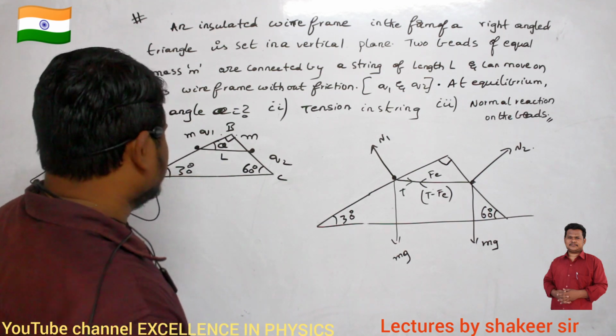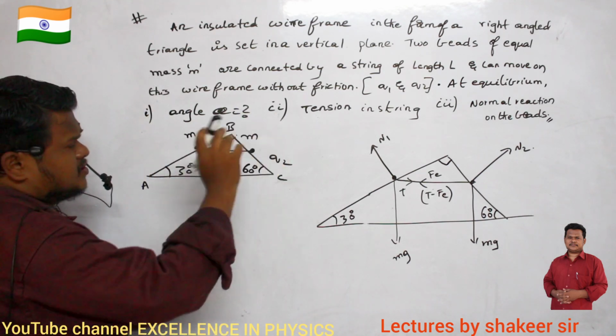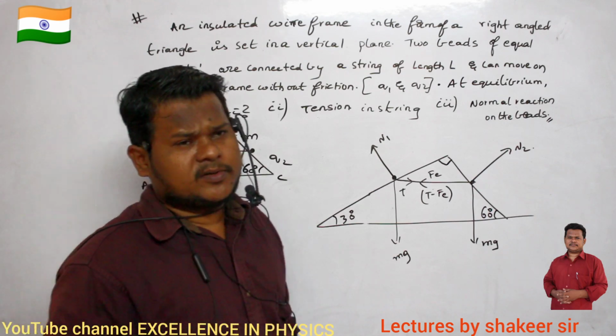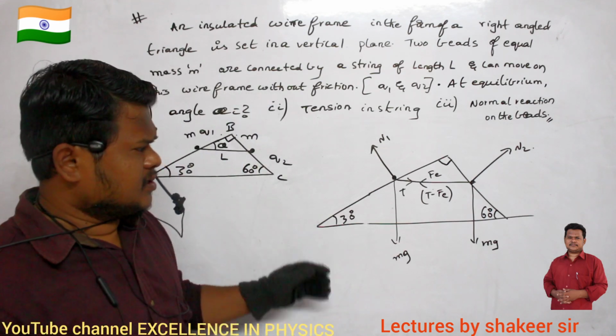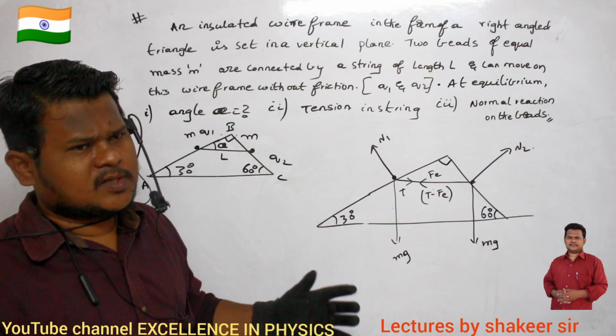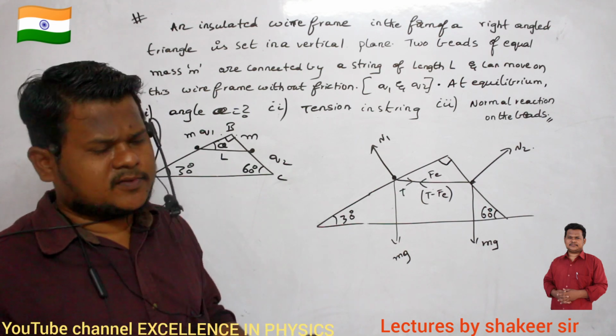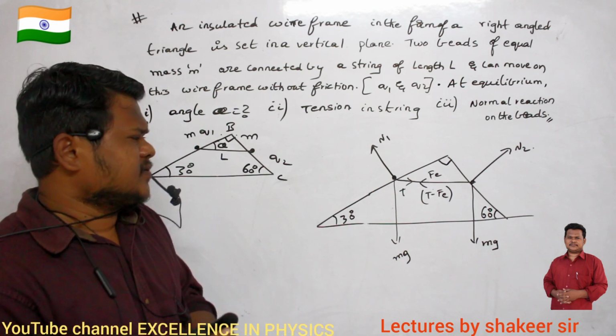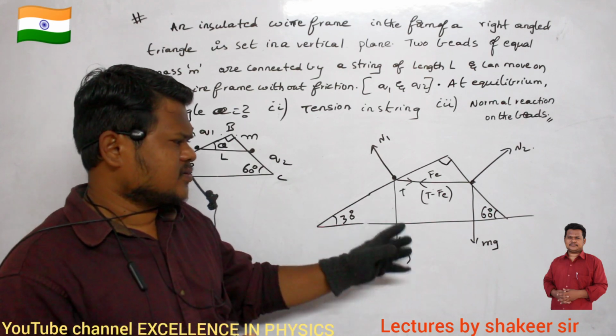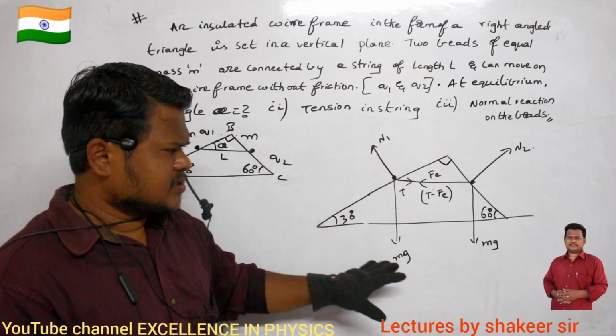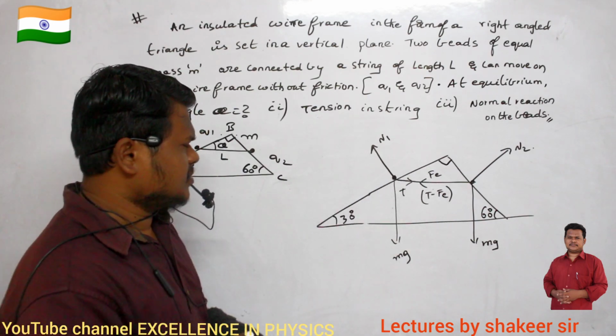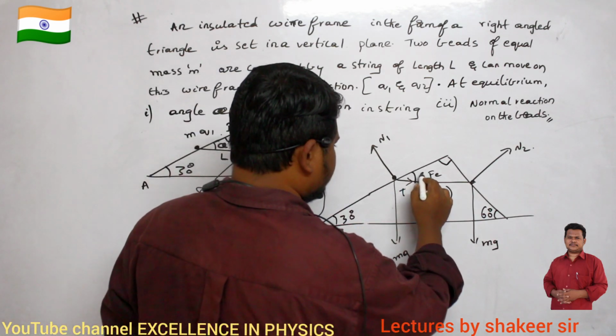So if the system is in equilibrium, then what is the meaning of this? The forces are balanced, no? The horizontal forces and vertical forces must be balanced with each other. So first of all, we are supposed to draw how many forces are acting on this system. Are you able to understand? This angle alpha is given, no?